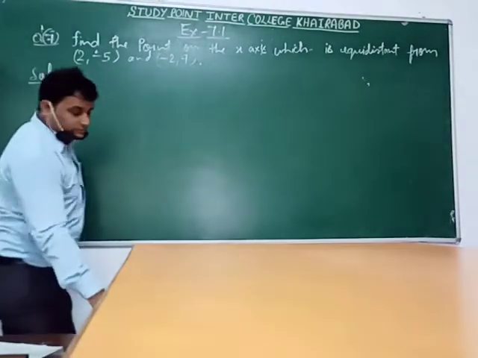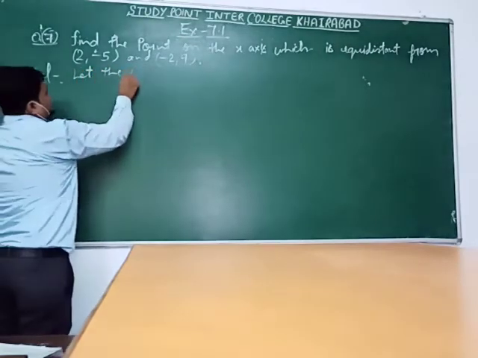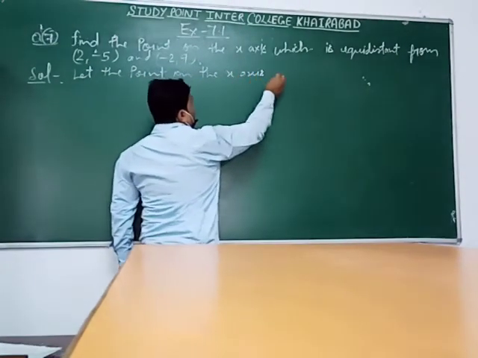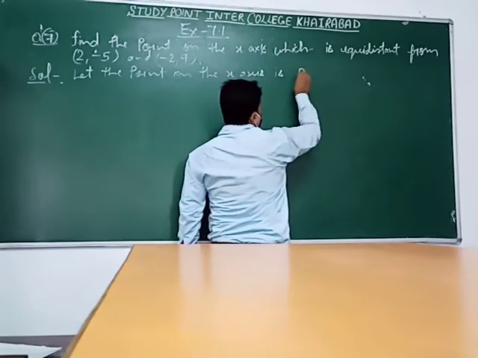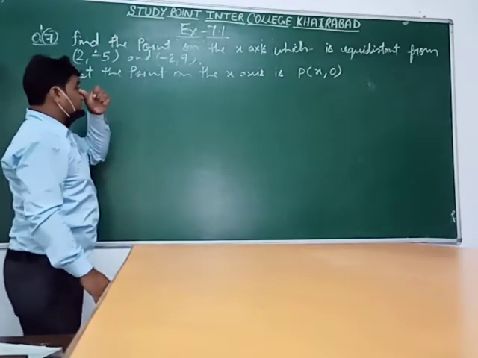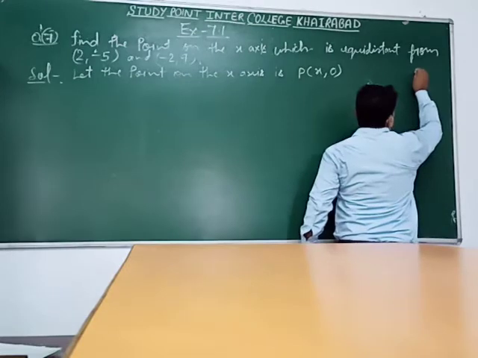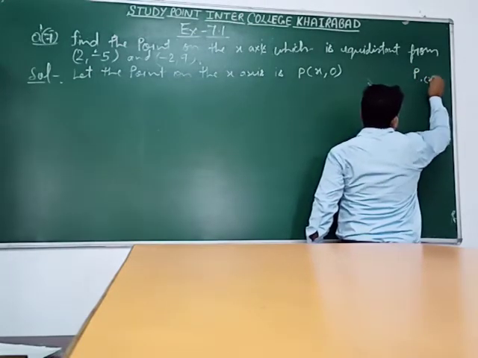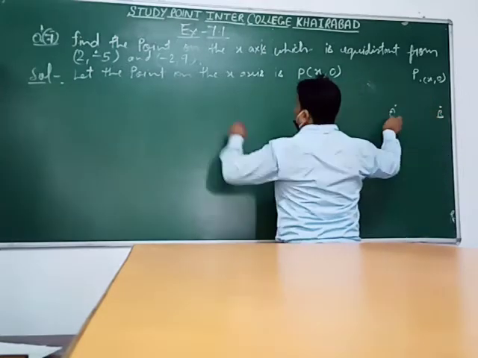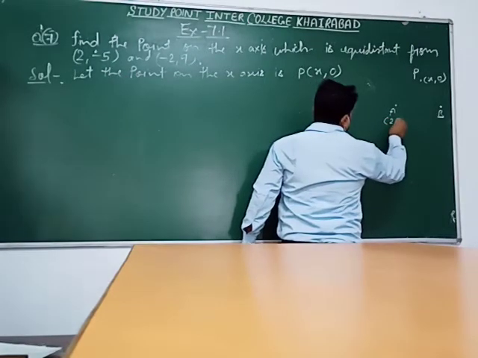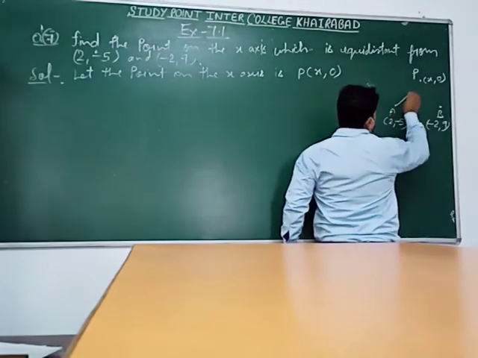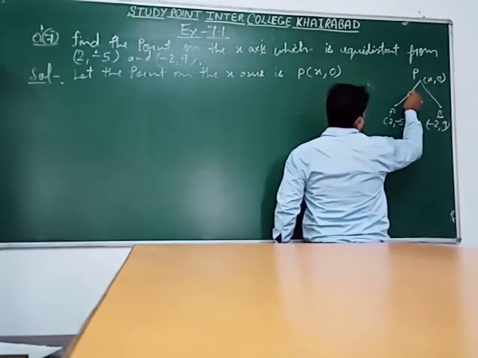So let the point on the x-axis be P(x, 0). Since the question says find the point on the x-axis which is equidistant from (2, -5) and (-2, 9), mark these points as A(2, -5) and B(-2, 9). The point P is equidistant from these 2 points, which means this length and this length should be the same.